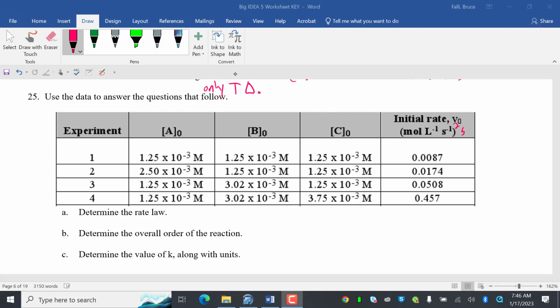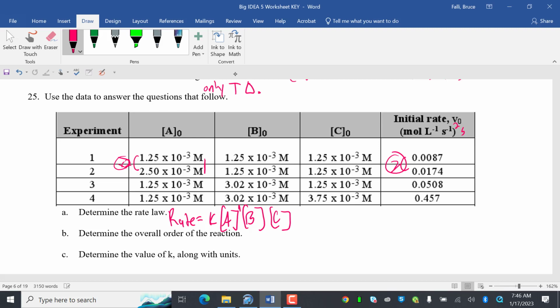Here we go. So determine the rate law. So again, what I'm going to do is look for a time when A changes and the other ones don't. So this is times 2. And this is, I don't know, 0.0174 divided by 0.0087. And that's 2. So again, you should always start off with rate equals K, A, B, C. So change was the same for both of them, so that's first order.